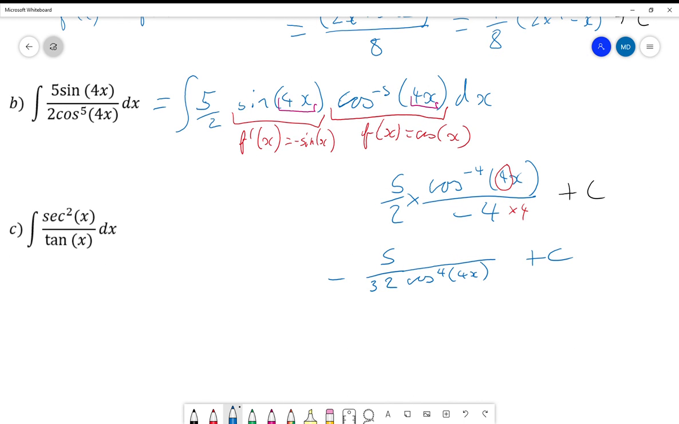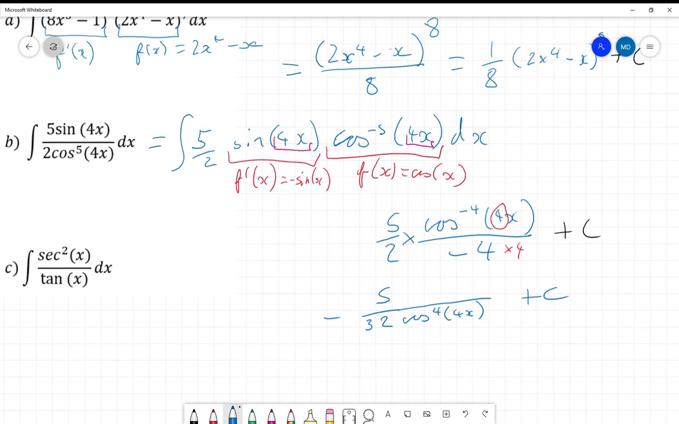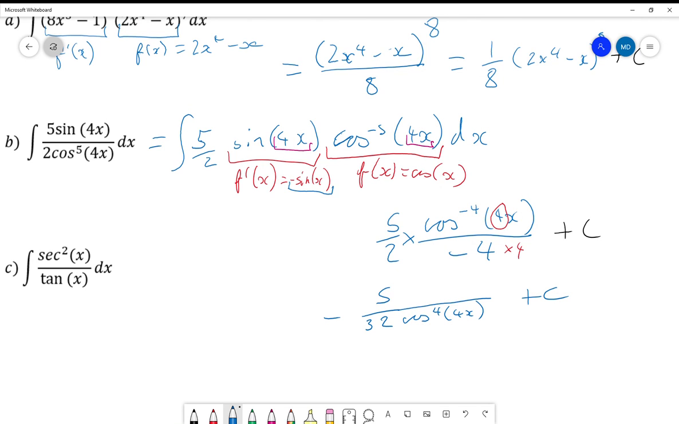Ooh, almost. Let's be careful here, because remember, we recognise that this here had a negative as well. And so we need to remember to have an extra negative on here from this negative sign. So we've got an extra negative from that, the cosine differentiating to negative sine. And we've got an extra negative from dividing by our power of negative 4. And so in fact our negatives cancel out and we're left with 5 over 32 cosine to the power of 4 of 4x plus c.